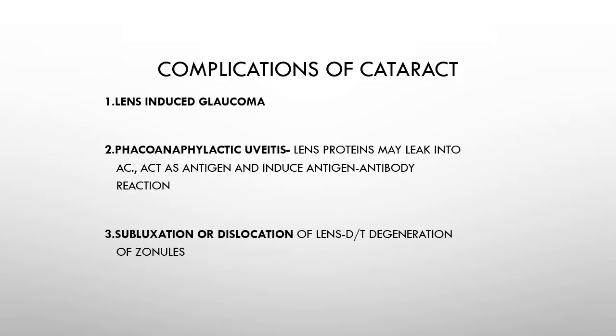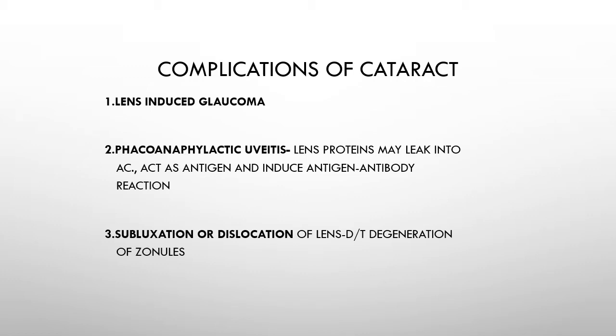Now the complications of the cataract. If the cataractous lens is left untreated, then it may get complicated and it may develop into one of the three things. First is lens-induced glaucoma. Second is phacoanaphylactic uveitis. Third is subluxation or dislocation of the lens. The lens-induced glaucoma we'll see in the next slides.